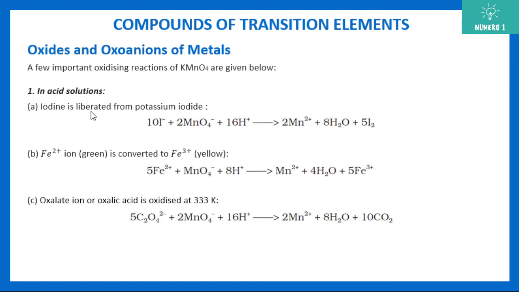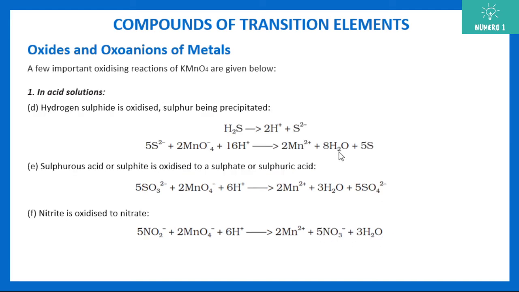In the process, it will also oxidize something, for example I minus, iodide, which is at -1 oxidation state, going to 0. -1 to 0 is an increase in oxidation number, hence it is oxidation. In the same way, Fe2 plus, green in color, is converted to Fe3 plus, which is yellow in color. Again, 2 plus to 3 plus, an increase in oxidation number, is oxidation of iron. In the same way, oxalate ion or oxalic acid is oxidized, converting into CO2 and water.